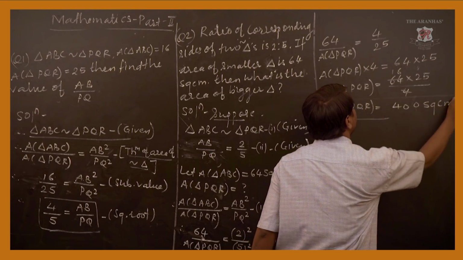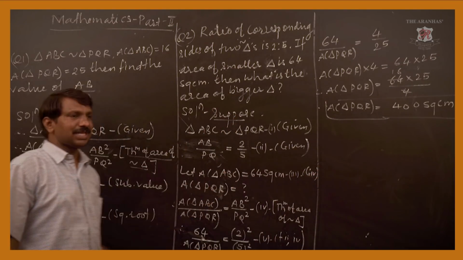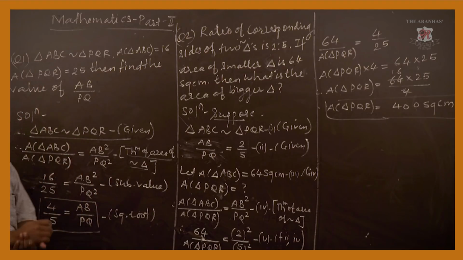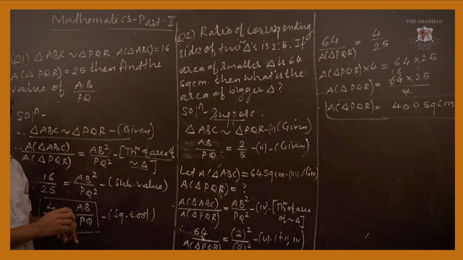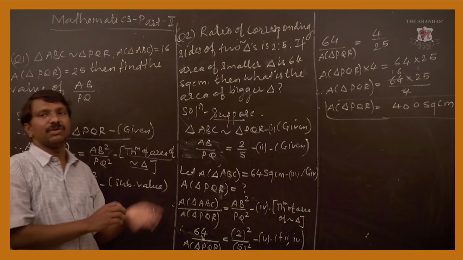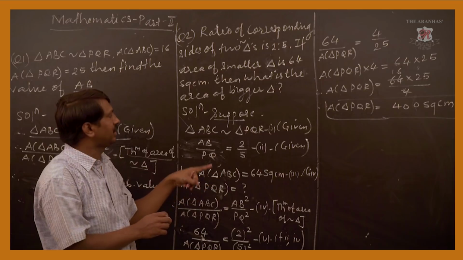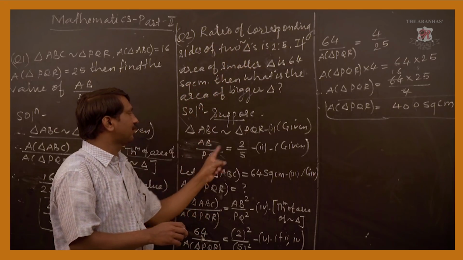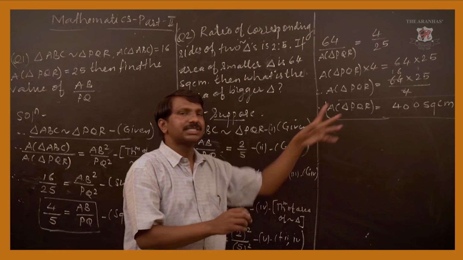See what happened here. Both the examples are just opposite to each other. In example number 1, we saw that we find the corresponding sides when area values are given. In the second one, the ratio of corresponding sides was given, and by mistake the area was written. So the ratio of corresponding sides of two triangles, that is 2:5, was given, and one triangle's area was given, and we found the second.